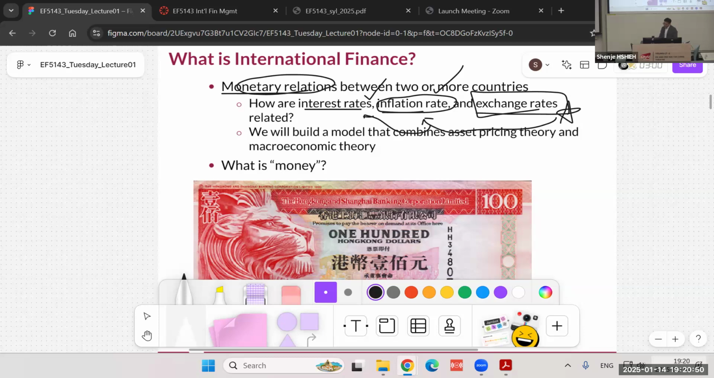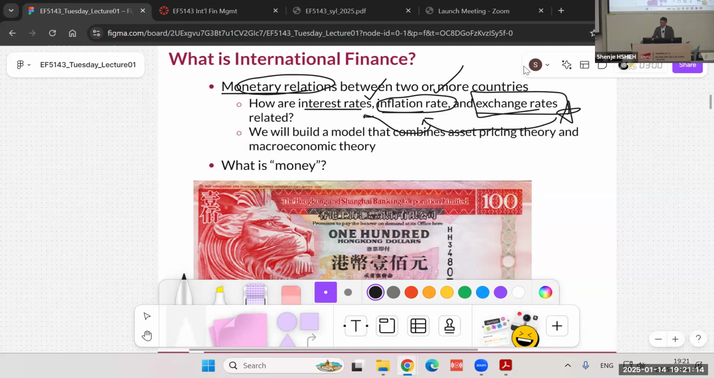So we will build a model eventually that combines asset pricing theory, referring to the disciplining force of the law of one price, no arbitrage, with macroeconomic theory, linking it to aggregate demand, aggregate supply, total output of an economy. That's the objective.